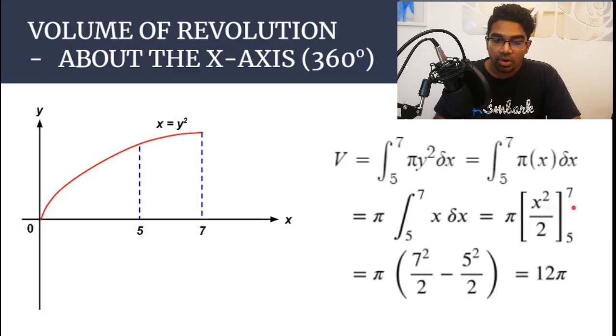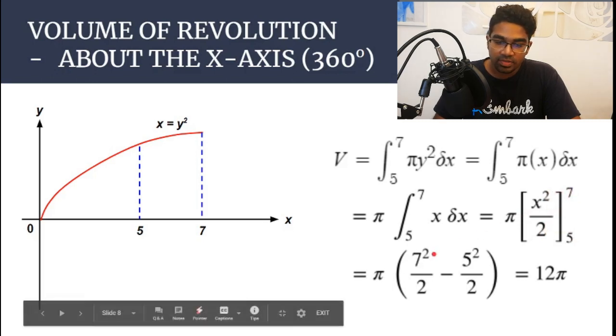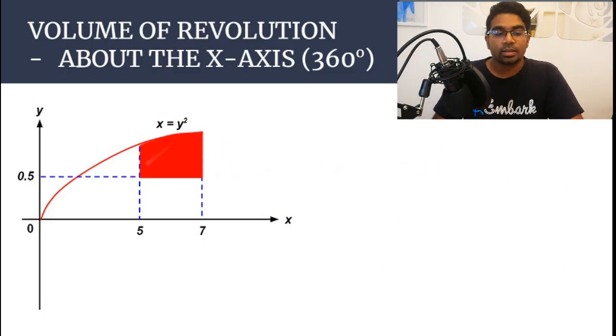And so when we go on to solve, substitute x equals 7 first, so that's 7 squared over 2 minus, substitute 5 inside, so 5 squared over 2, and this will give us 12 pi. Now this is the more complicated one. What if we have a floating region? So the boundary is actually floating here. It is not at the x-axis, but we still revolve about the x-axis.